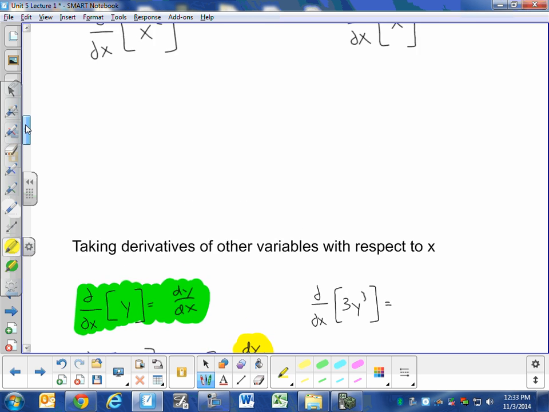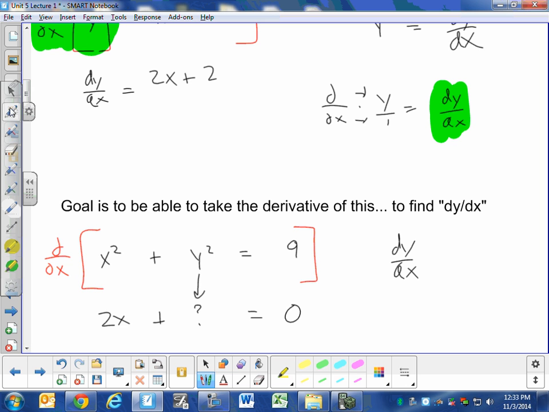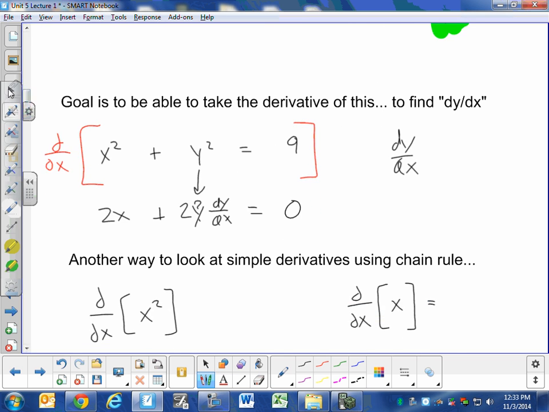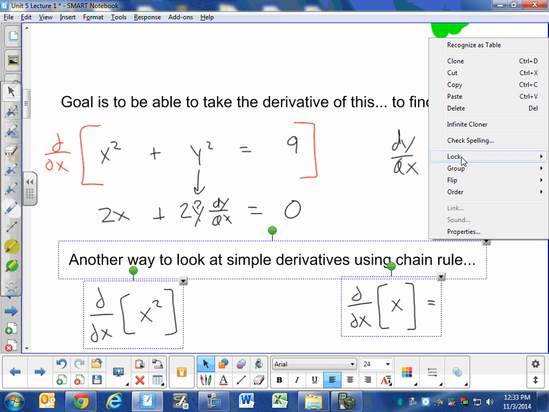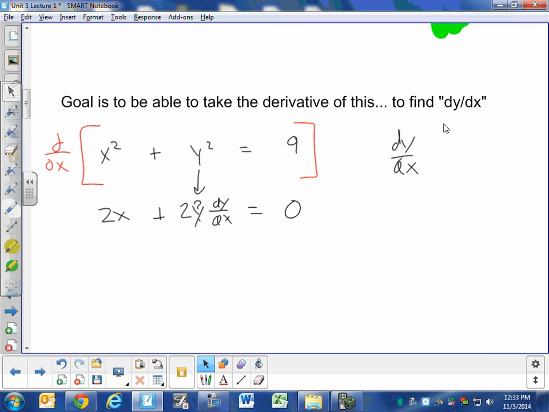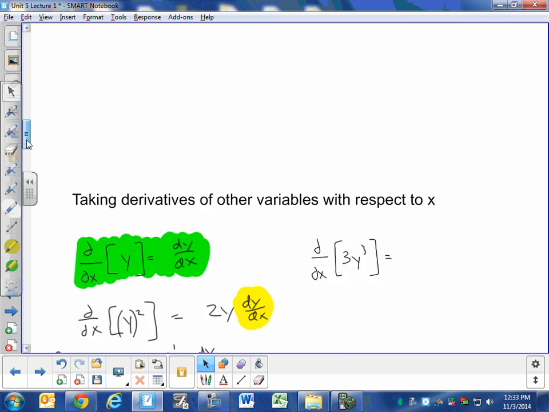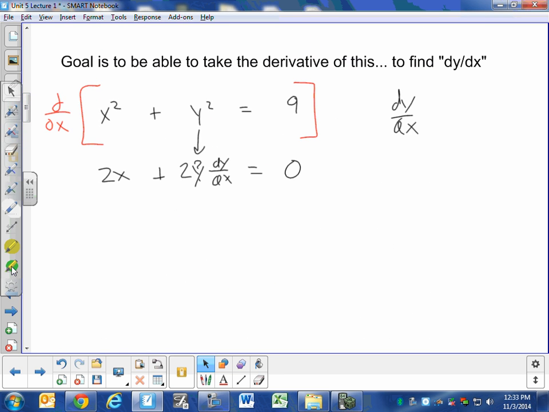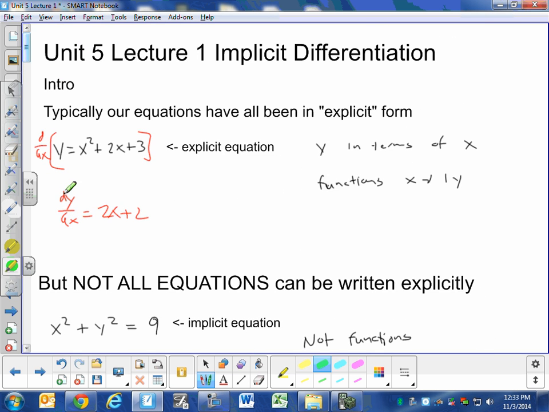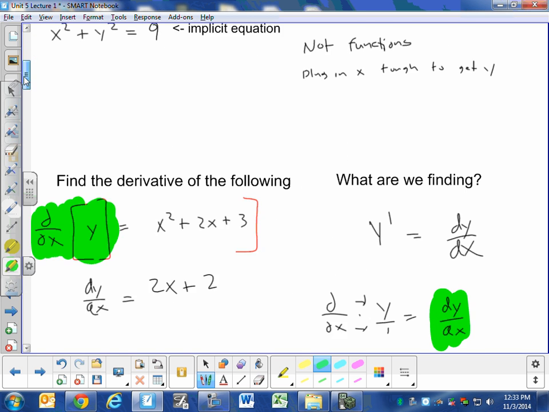Okay? So let's go back up here. I'd have 2y dy dx, but I would not say this is my derivative. Let me get rid of this stuff. This is not my derivative. I'm looking to find what dy dx is by itself. Just like in my explicit equation, I found dy dx was equal to 2x plus 2. And it's an equation that told me the slopes of my tangents of y, the instantaneous change in y's over the instantaneous change in x's.